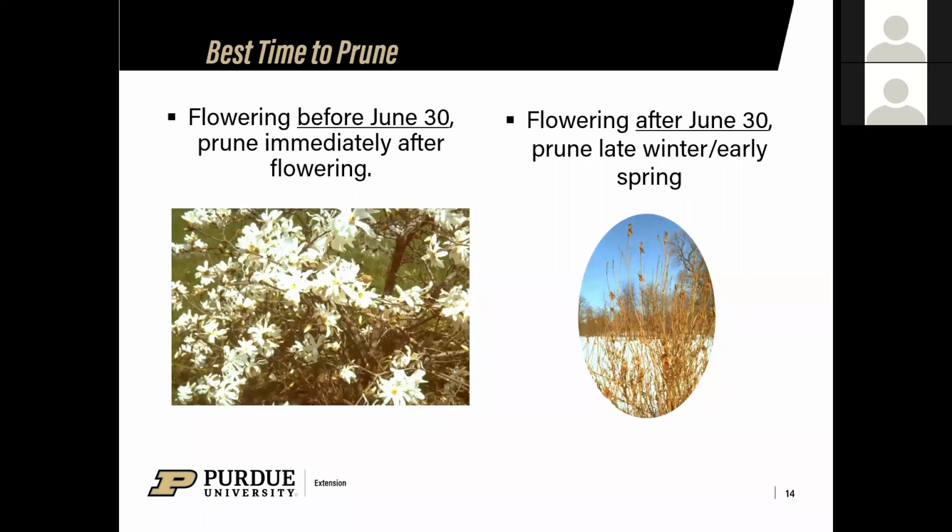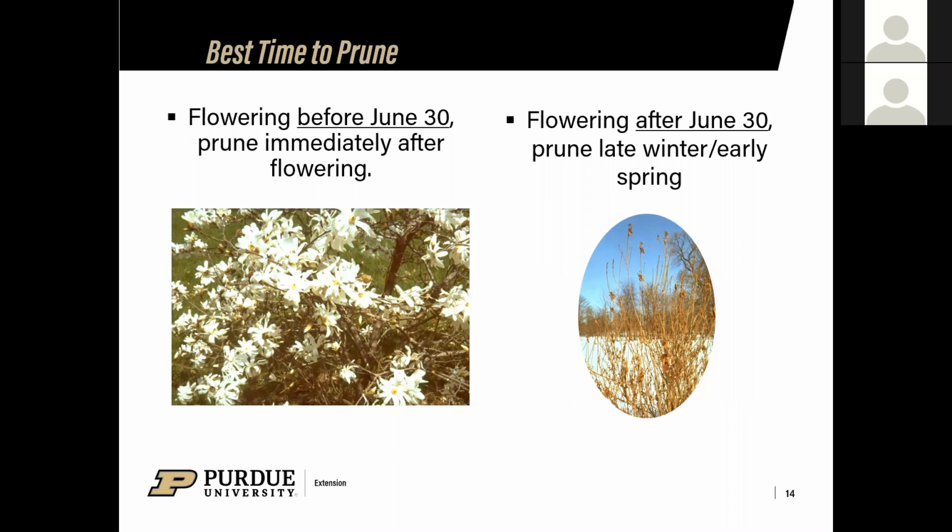The first question is always, when is the proper time to prune? First off, 99% of the time, you're not going to kill a plant by pruning it at the wrong time. The worst case scenario usually is you might be cutting off the flower buds, so you miss some of that flower show on that plant. But plants that bloom in the spring, before June 30th, need to be pruned immediately after they bloom. They are blooming on old wood.